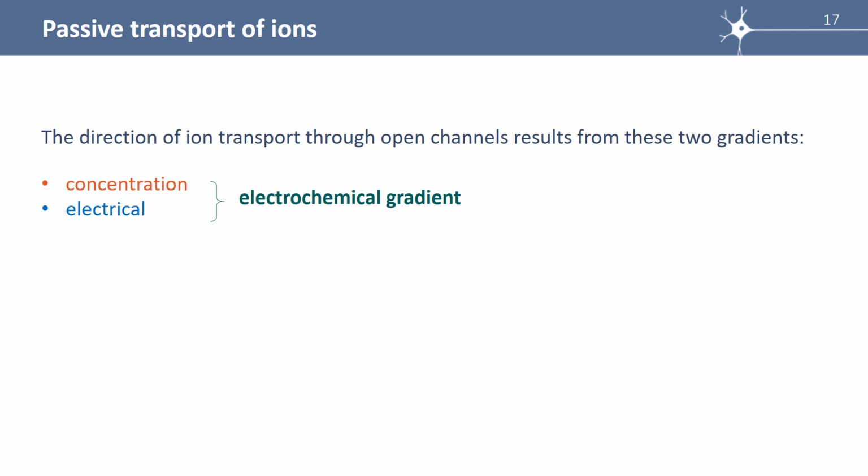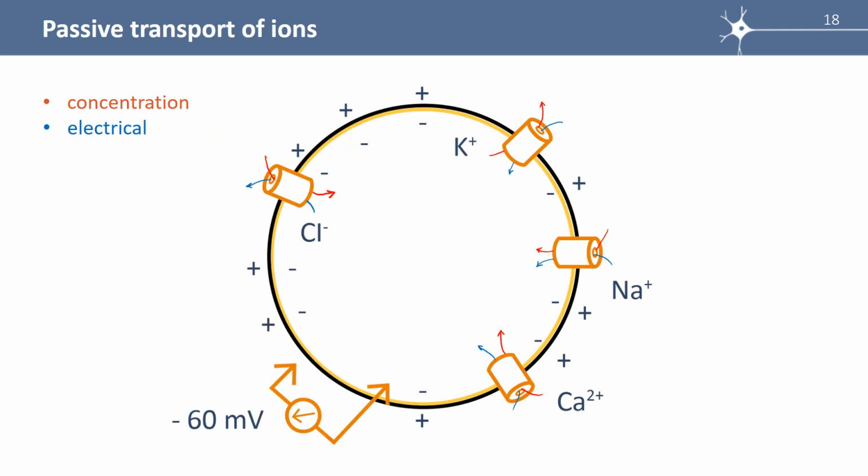How do these two forces, the concentration gradient and the electrical gradient, combine? This is what we call the electrochemical gradient. Now we have the two forces simultaneously: the one due to the concentration gradient in red and the one due to the electrical gradient in blue. How do they sum? For sodium ions, it's very simple because the two forces go in the same direction.